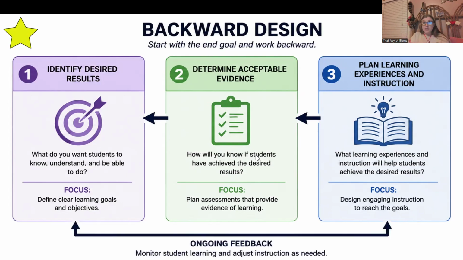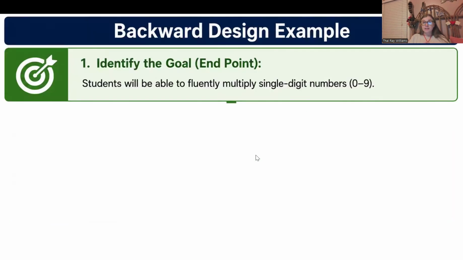And so really this has ongoing feedback. You're going to monitor students' learning. And as always, you're going to adjust your instruction based on your learners' needs. And so let's look at an example of that.